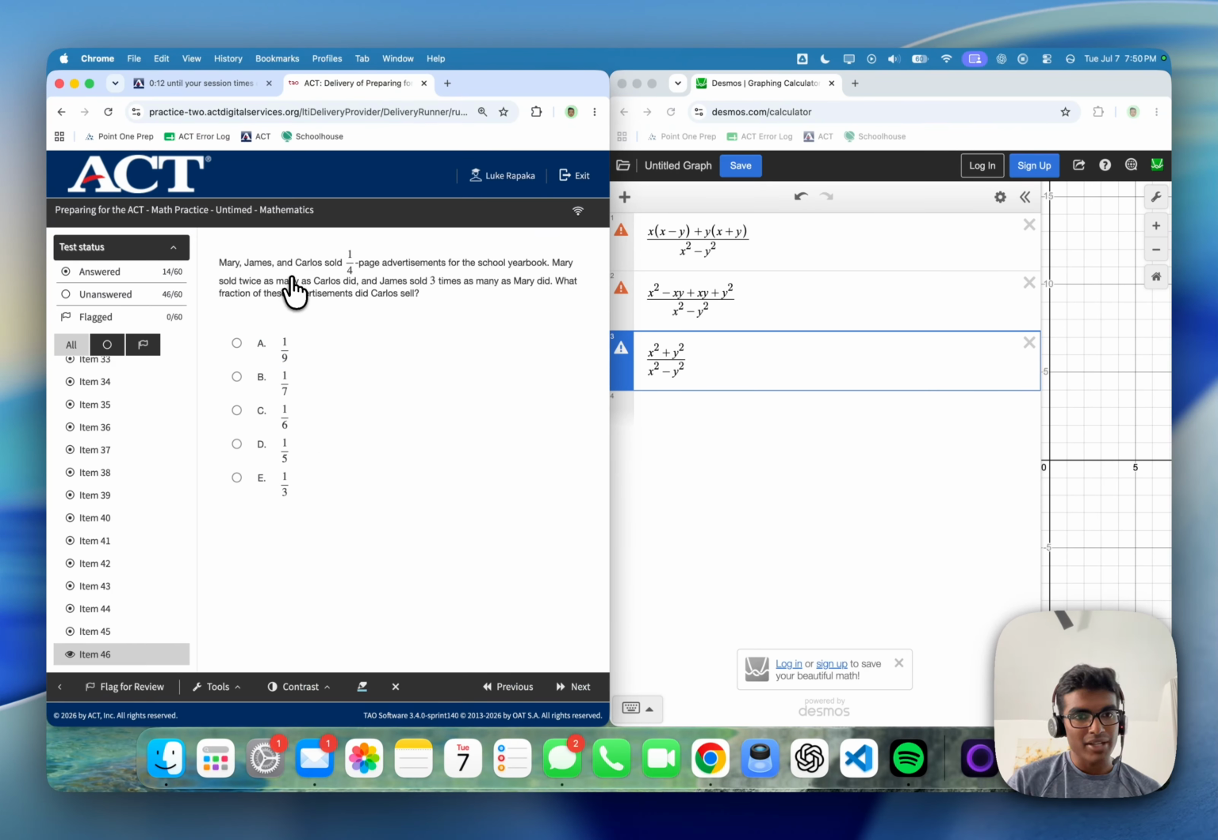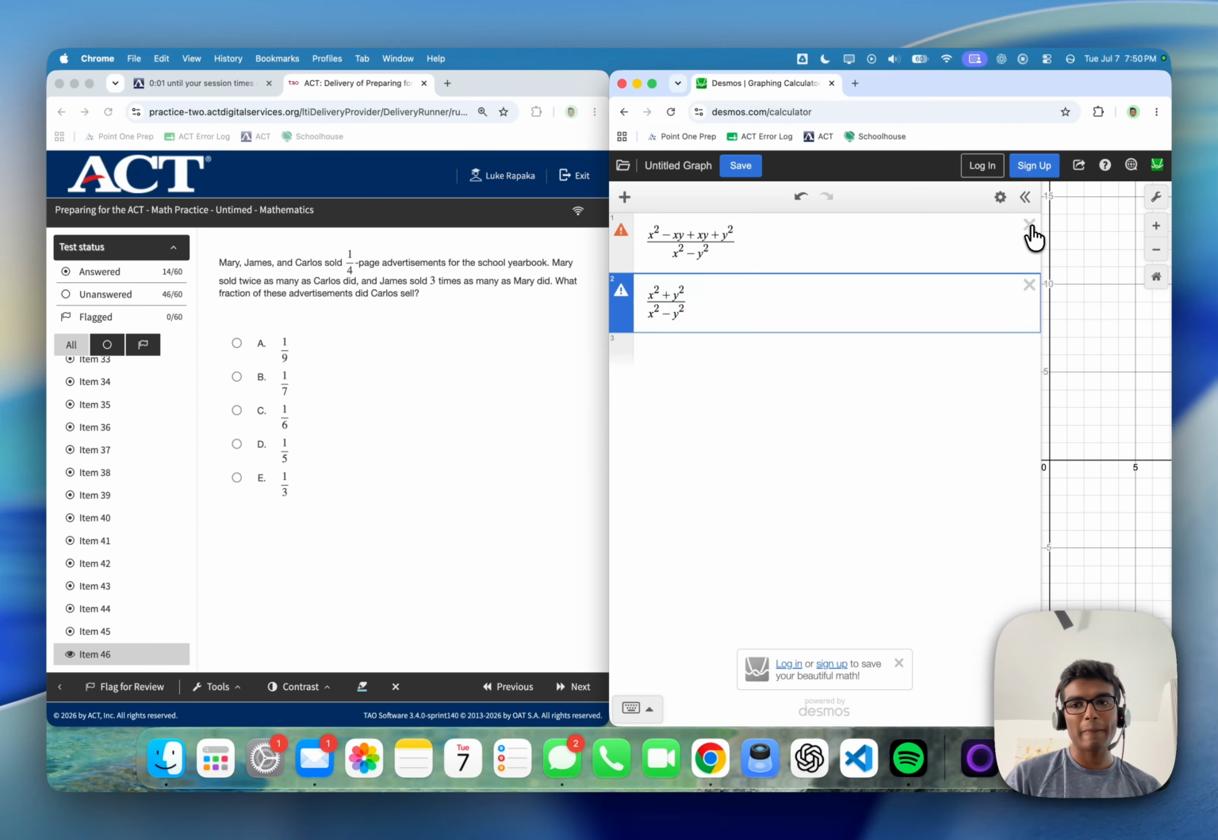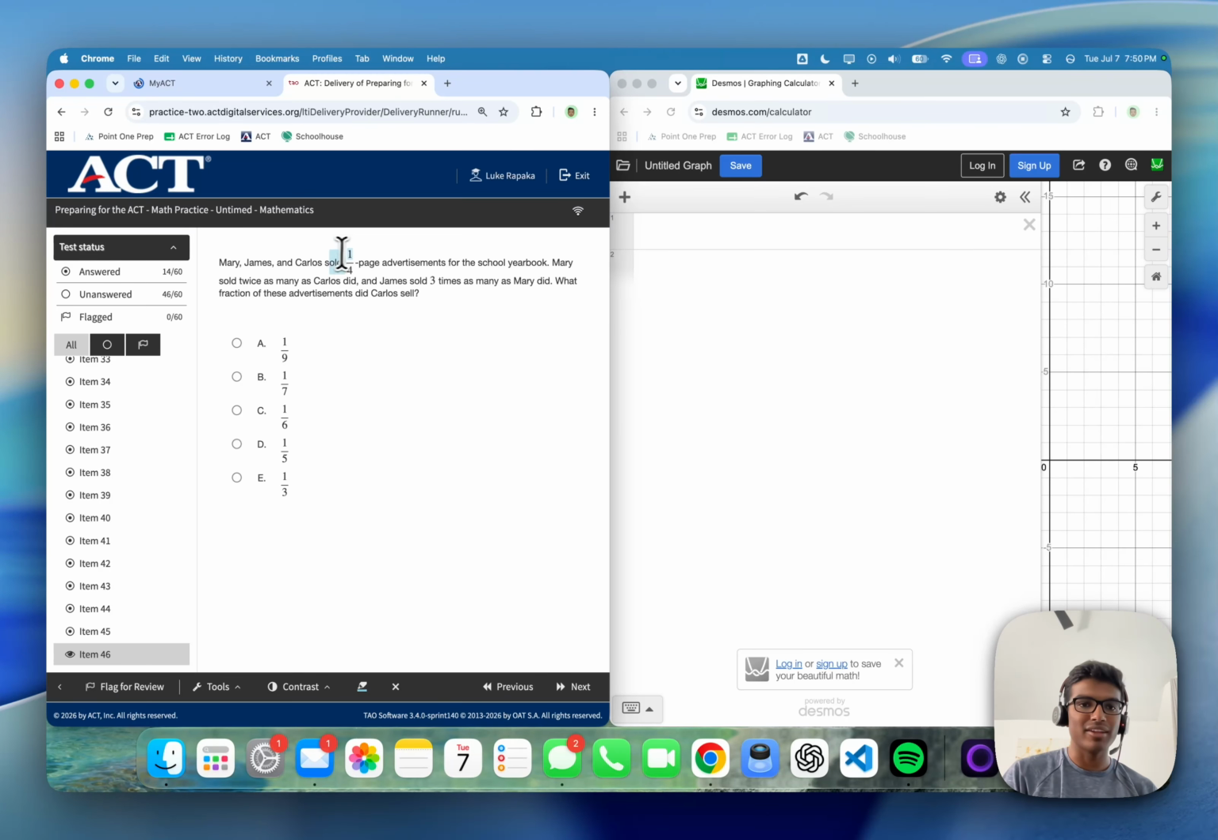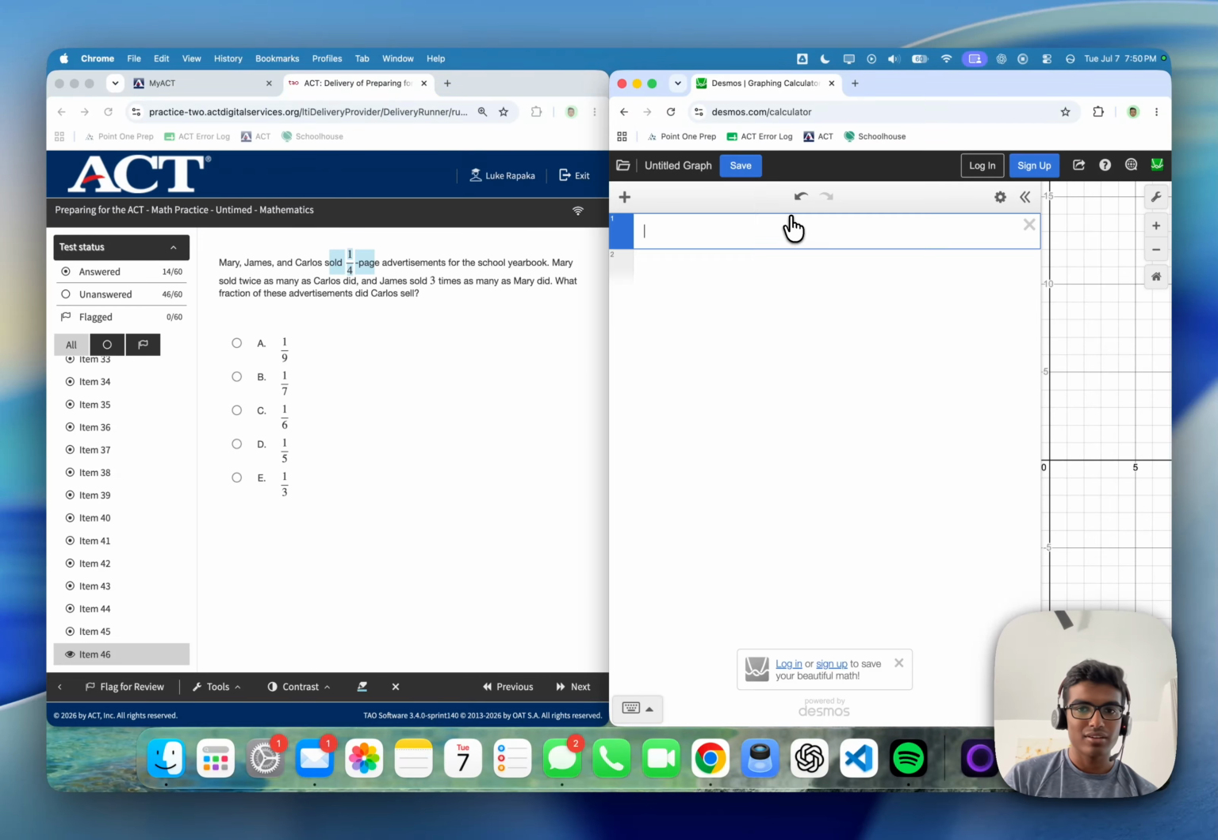Right. Mary, James, and Carlos sold quarter-page advertisements for the school's yearbook. Mary sold twice as much as Carlos did. James sold 3 times as much as Mary. What fraction of these advertisements did Carlos sell? Okay, so I know that I don't need to pay attention to this 1/4 because you're comparing how much each person sold, not the whole amount. So yeah, I don't need to pay attention to that.